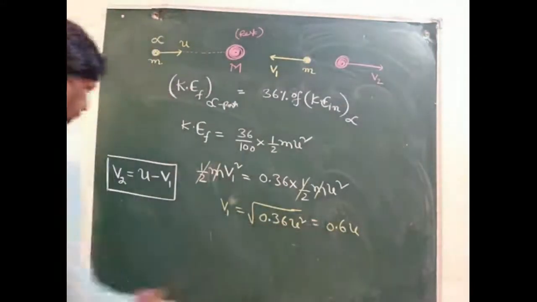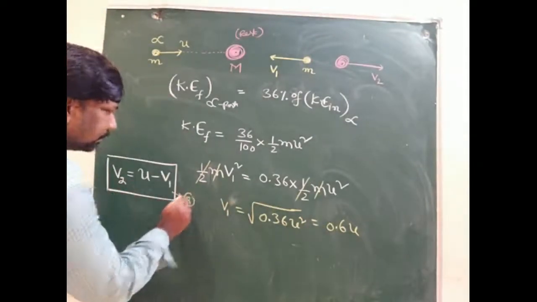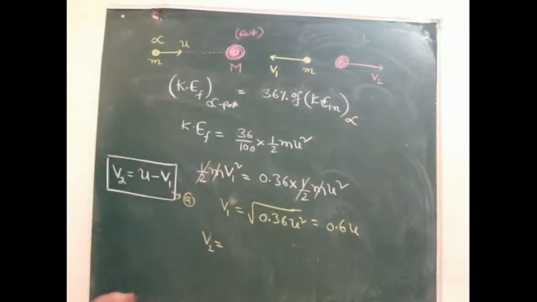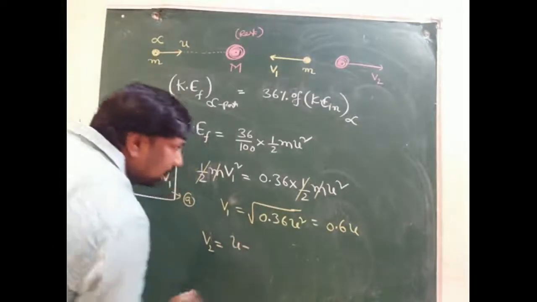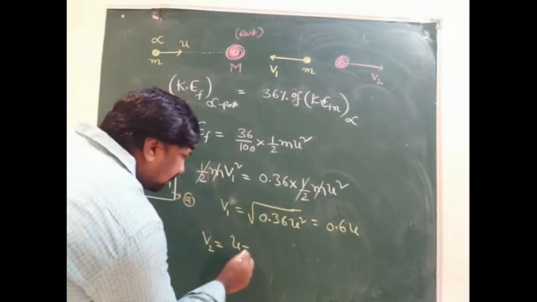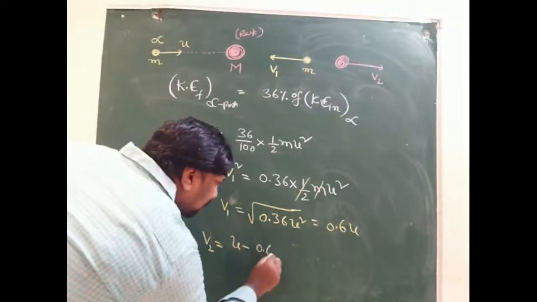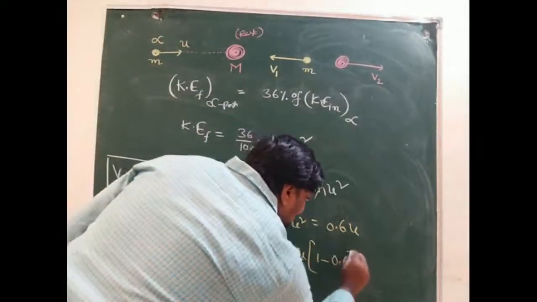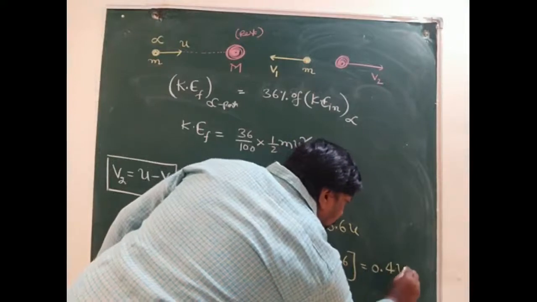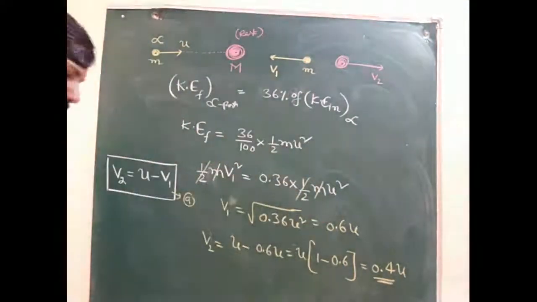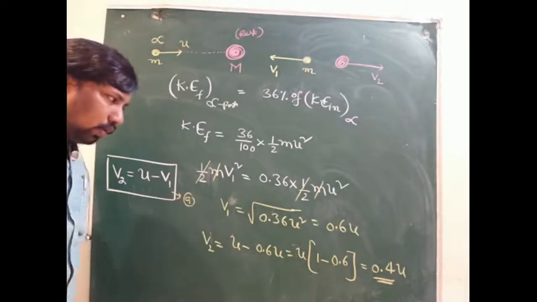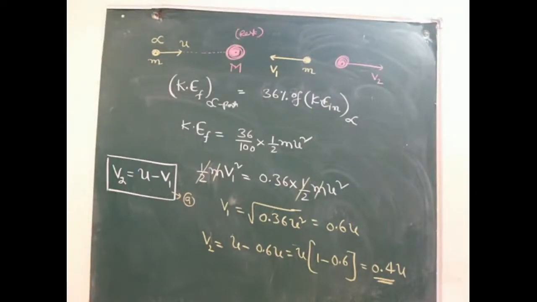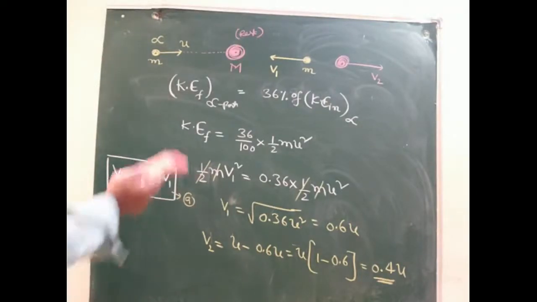Now substituting this value in equation A, V2 equals U minus V1, where V1 is 0.6 U. U is common, so 1 minus 0.6 gives 0.4 U. Therefore the final velocity of the nucleus is 0.4 U. Now these values are substituted in equation 1.